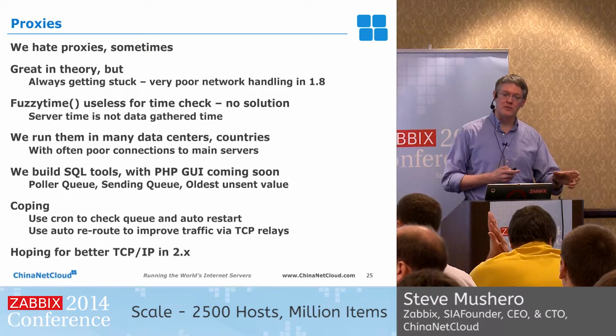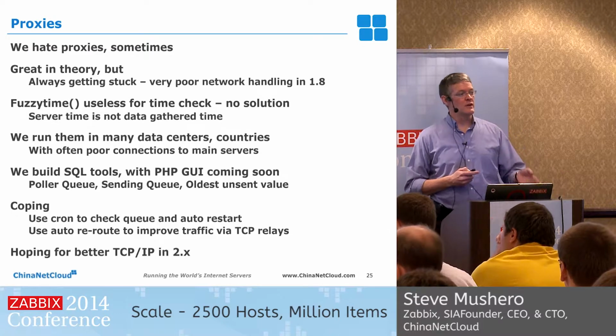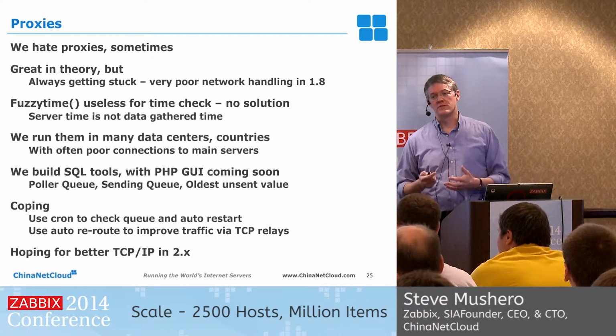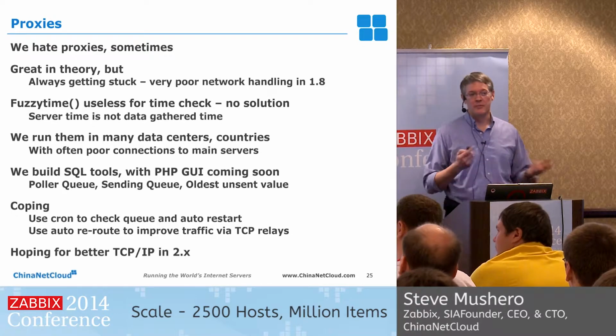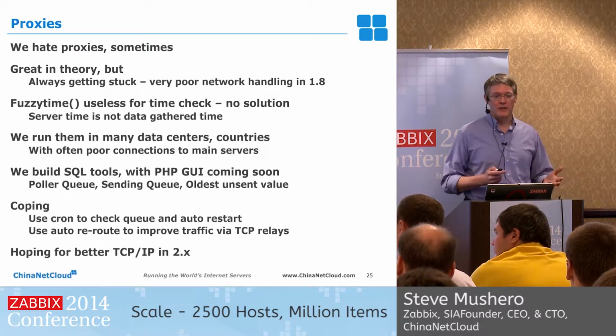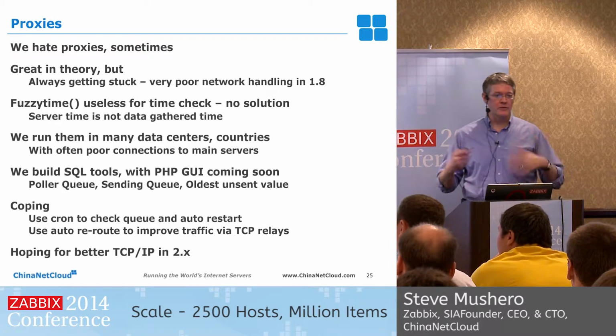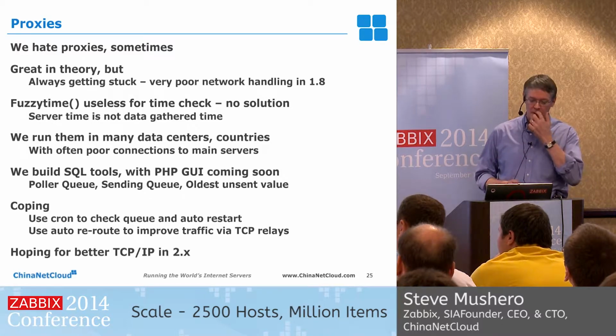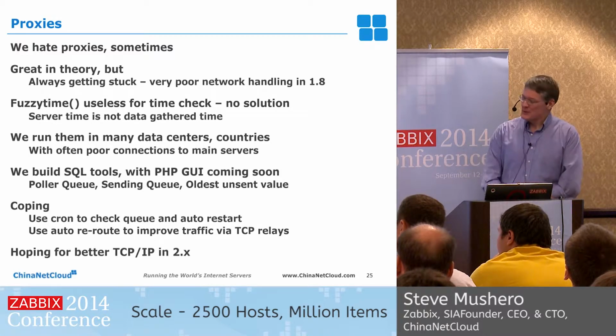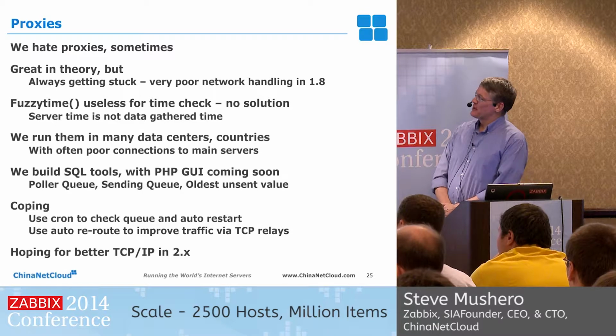We have command line Python tools that can show and reset the queue, and also see how the proxies are doing. So those of you that are using a lot of proxies, this might be useful, because they really are nice. When they work properly, they're great. And they reduce the load, they improve security, they do lots of stuff, but they have issues. So we're hoping to see that much better in 2.x.